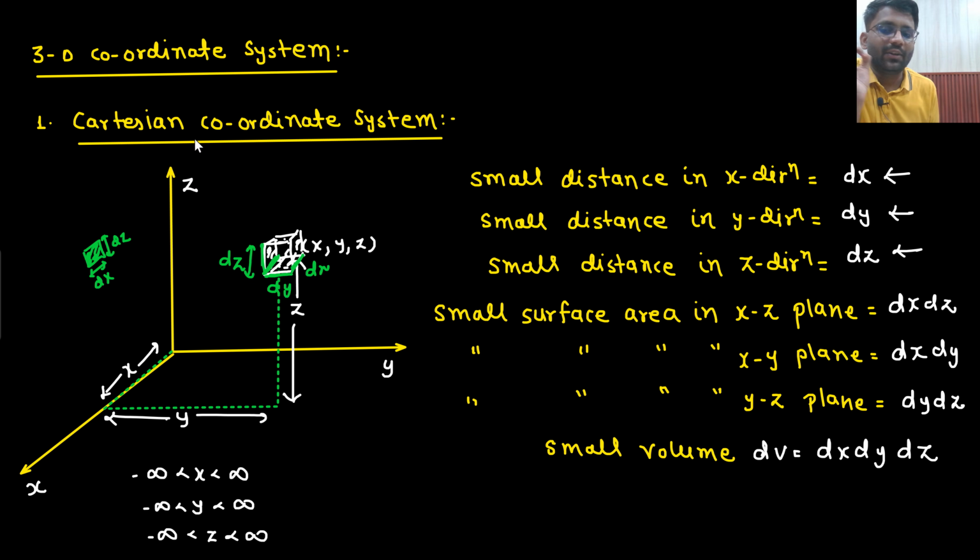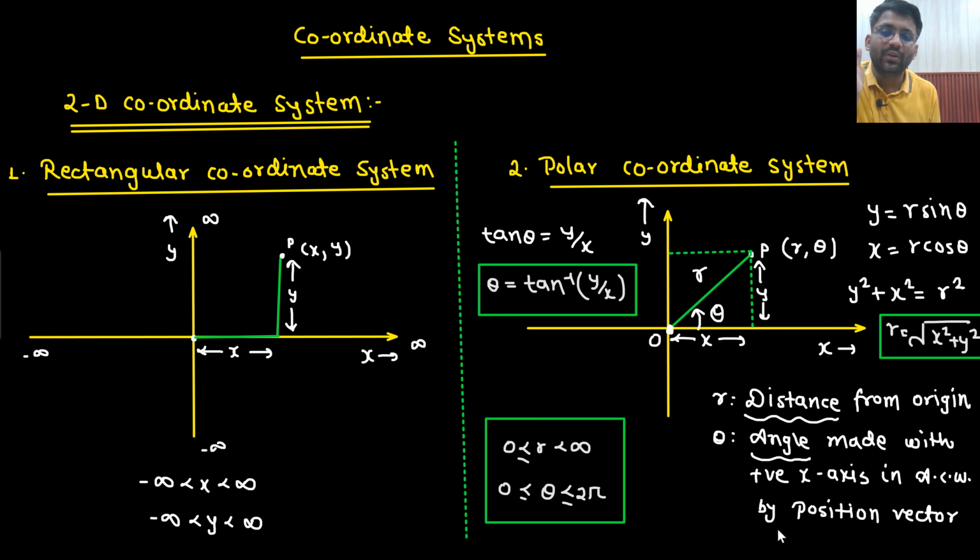Basically, if you are in 3D, then you would need 3 coordinates: x, y, z. If you are in 2D, you need 2 coordinates: x, y or r, theta, because it is a 2D coordinate system. So if it is a 2D coordinate system, you need 2 coordinates.